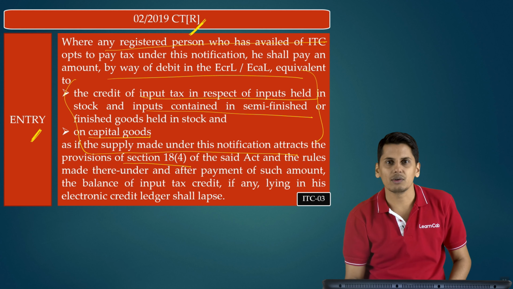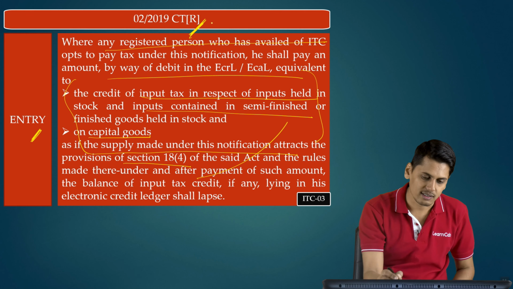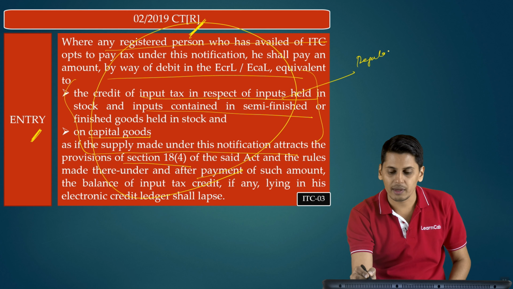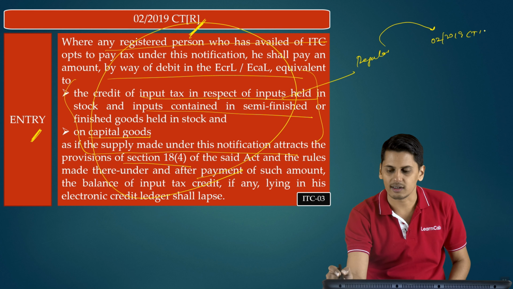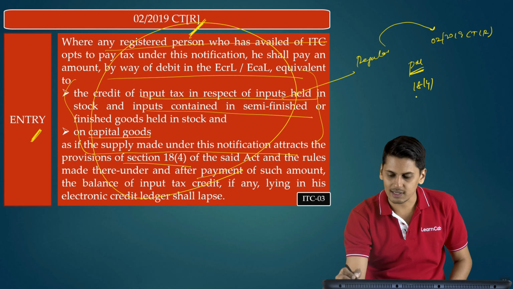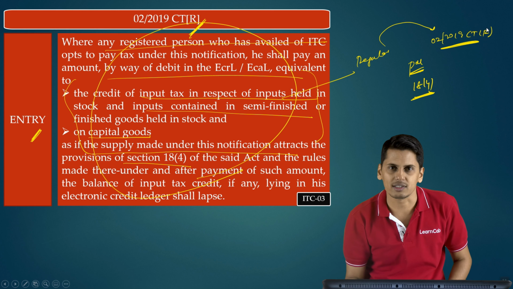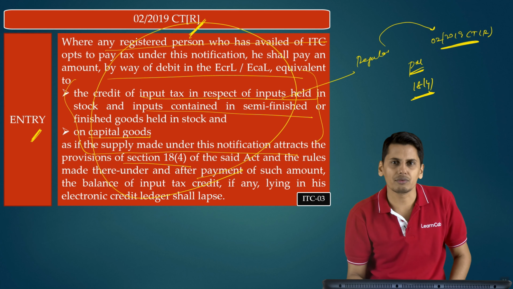Now friends, please understand one thing. As regards this 2/2019 central tax rate, it only covers a scenario where you are paying taxes under the regular scheme, and from here you shift to pay taxes under 2/2019 central tax rate. The government is asking you to pay as though the supply made under 2/2019 will attract the provisions of 18 subsection 4. But friends, the government has discussed this from their point of view.